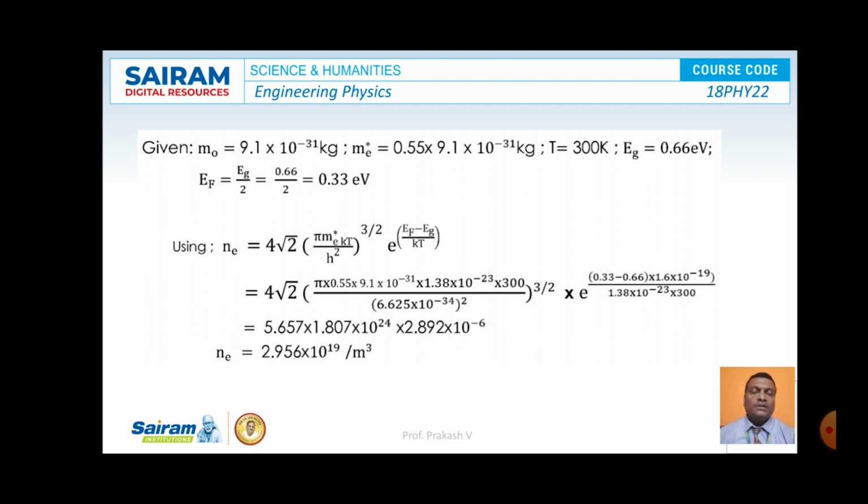So we know that the electron concentration Ne is given as 4 root 2 pi me star kT by h square to the power of 3 by 2 into e to the power of (EF minus Eg) by kT. So substitute all the terms in the formula. Then on simplification, the value of Ne is equal to 2.956 × 10^19 per meter cube. So this is the solution for the given problem.